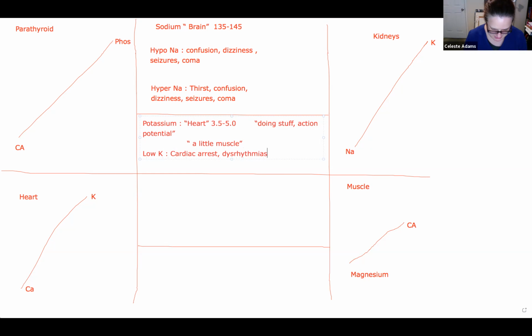Okay. Dysrhythmias, weakness. Because you don't have that action potential when you have low potassium. It's not doing stuff. So in low potassium, you're going to have weakness, lethargy, and decreased reflexes.